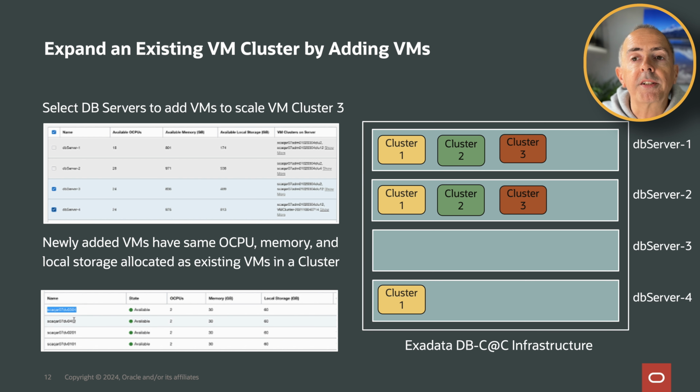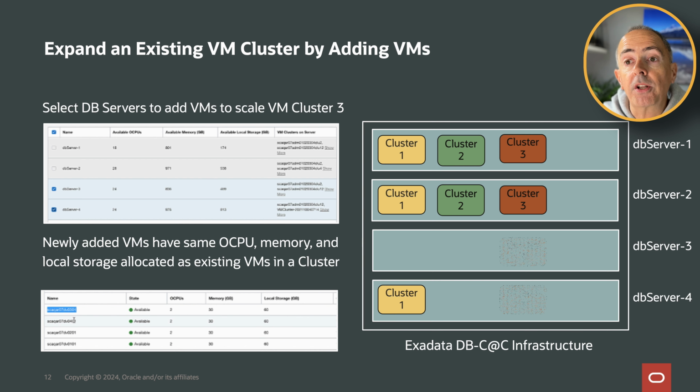So using VM cluster number 3, which has VMs currently on database servers 1 and 2, in this selection panel we're going to add VMs on the 3rd and 4th database server. After we've done that, we end up with a 4-node cluster. Again, each VM added has the same number of OCPUs and memory per VM as before because of the requirement for symmetry. We also have the ability to remove a VM from the VM cluster to shrink it. In this case, we're going to select database server 3 to be removed, and then we end up with the remaining 3-node cluster.